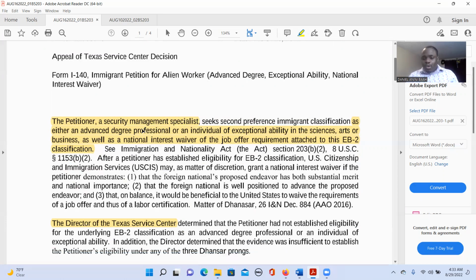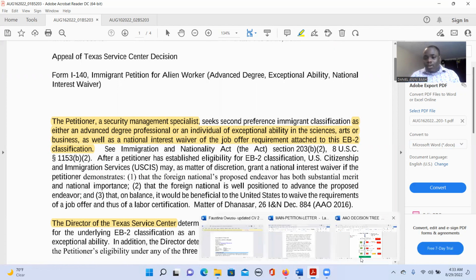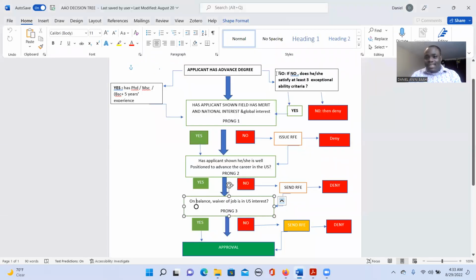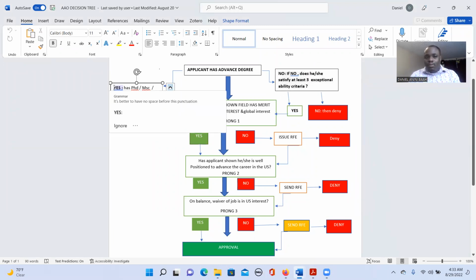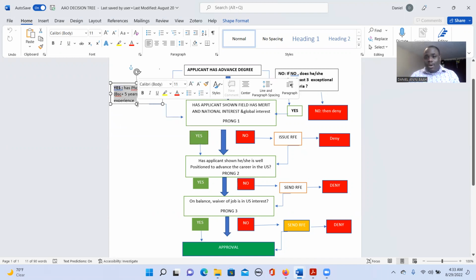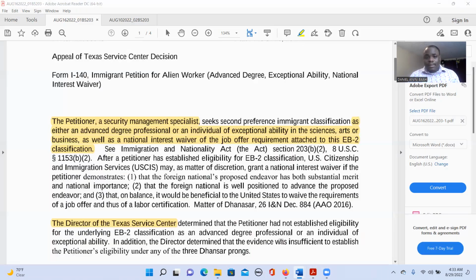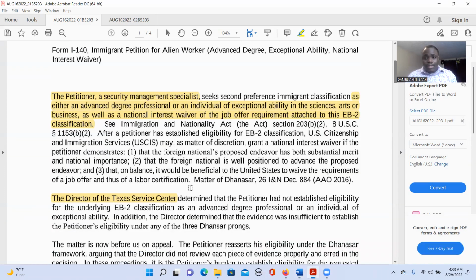Now, if you look at the first sentence, the petitioner itself didn't even specify whether he is an advanced degree professional or the exceptional ability route, okay? I'm talking about this one. The petitioner didn't specify, so they were still in limbo. It has to be left for the officer to decide that, okay? This or that, the petitioner didn't actually specify, but that is not the major issue they're looking at here.